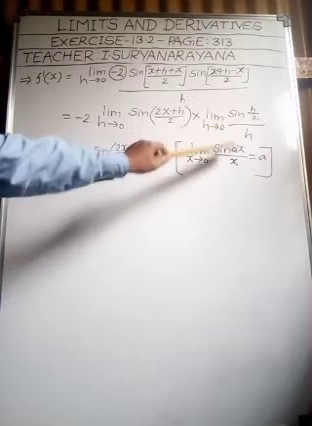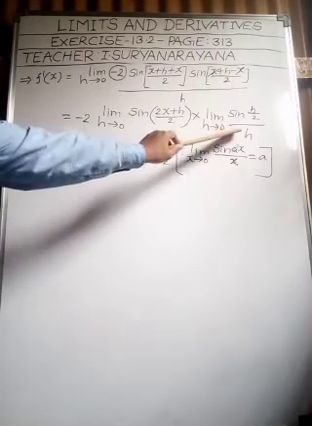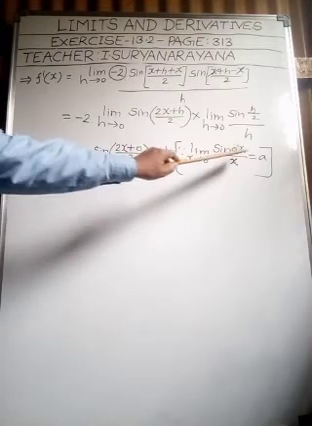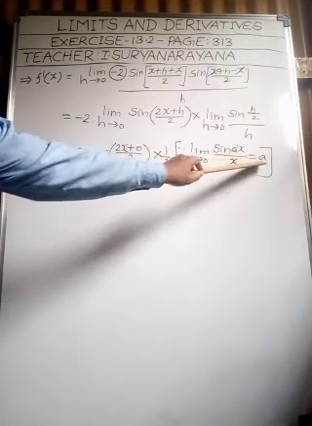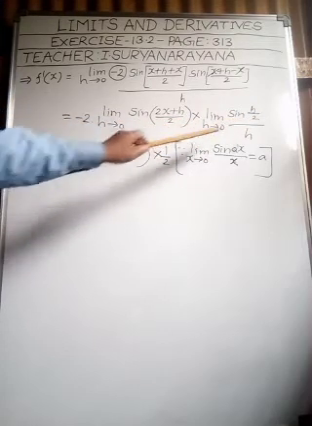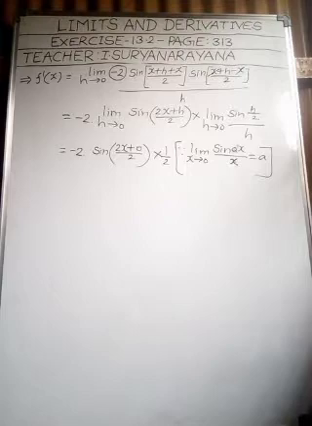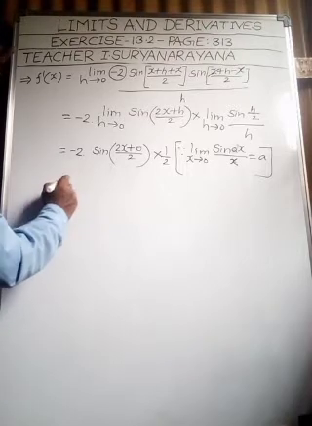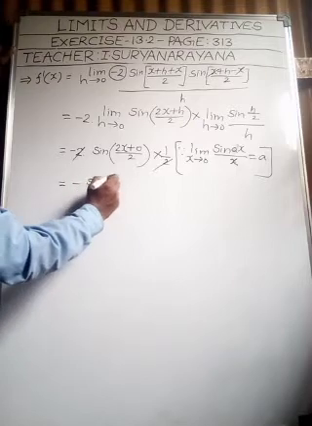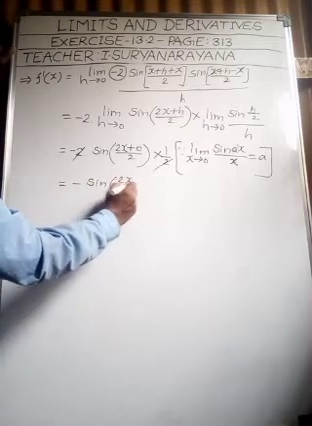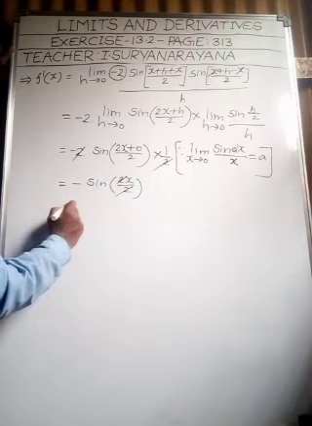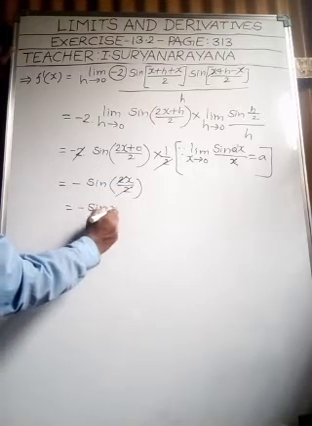Understood this formula, my dear children? We are using this formula to find the limit of this function. Whatever the coefficient of x is there, that is the limit of that function. So what is the coefficient of h? 1 by 2. So the limit of this function is 1 by 2. Okay, my children, understood this one? Right. Here 2 gets cancelled. So minus sine of 2x by 2. Okay, my children, understood this step? 2 gets cancelled. Minus sine x.